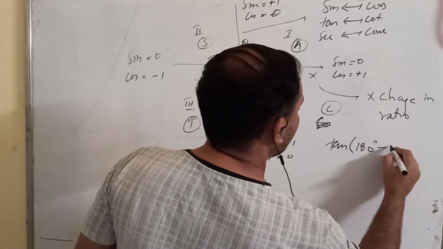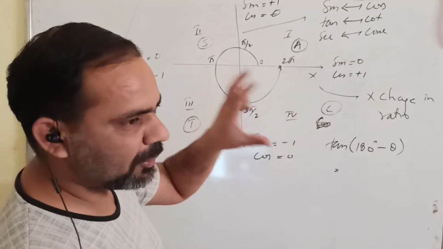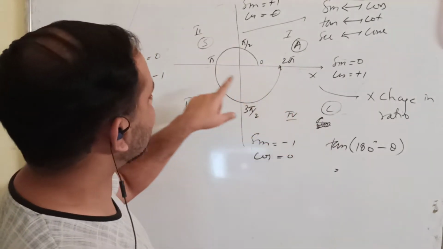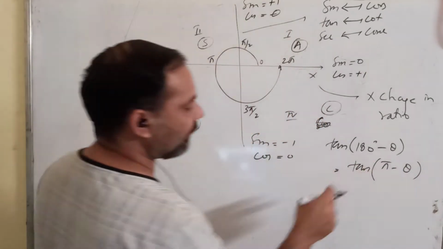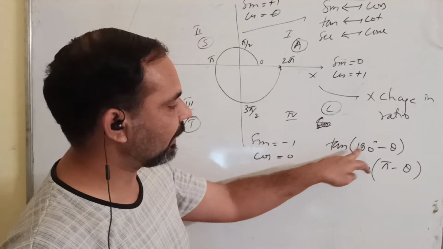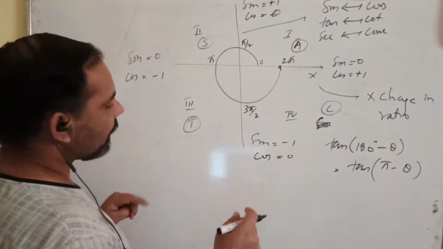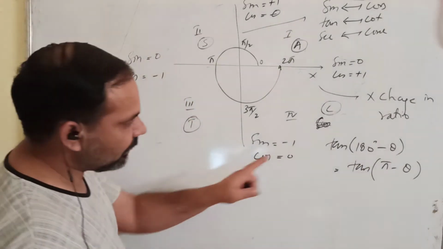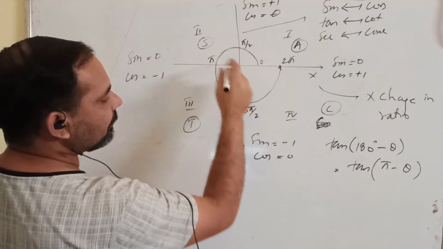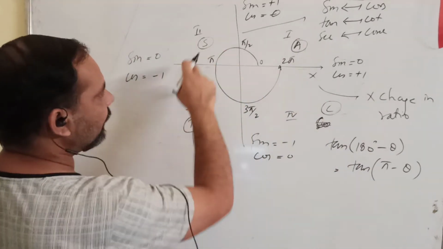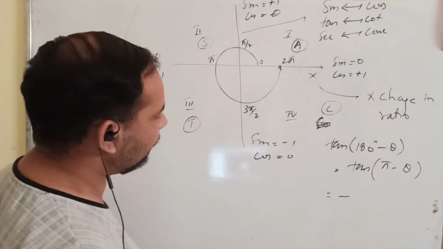Tan 180 degree minus theta. Now first of all we will write the sign. Sign means positive or negative. So 180 minus theta is nothing but tan pi minus theta. In degree measure it is tan 180 minus theta. In radian measure it is tan pi minus theta. So now first of all we will write the sign. This is pi. If you subtract theta from pi, then you will come to the second quadrant. In second quadrant tan is negative, so I will put a negative sign.